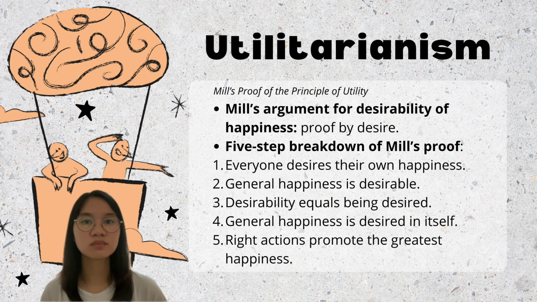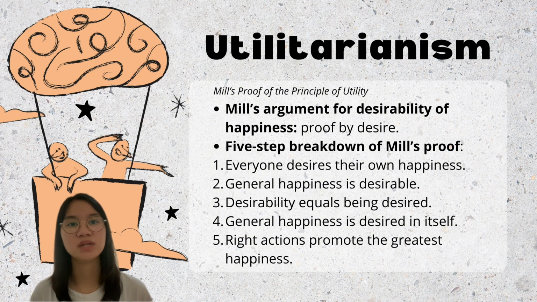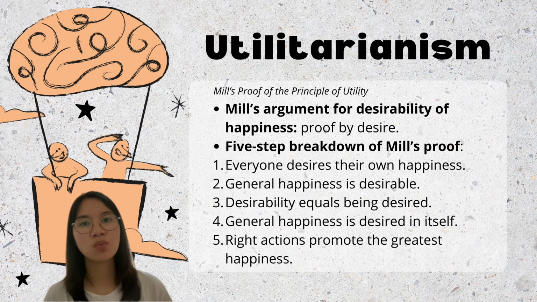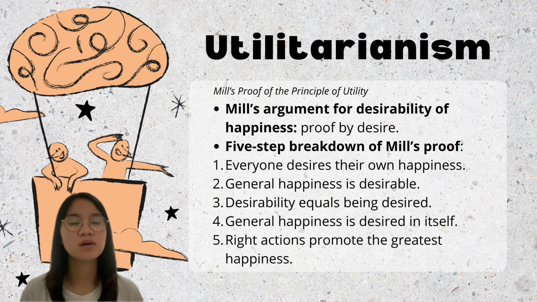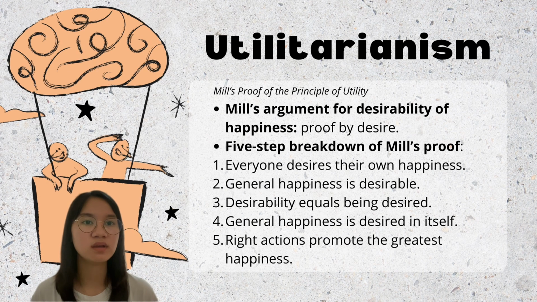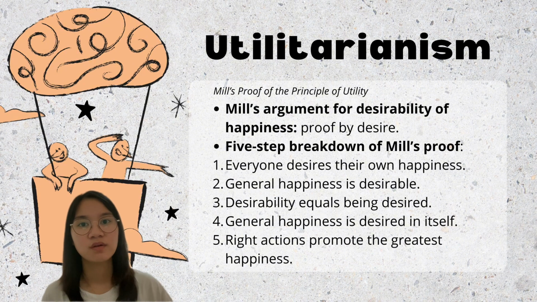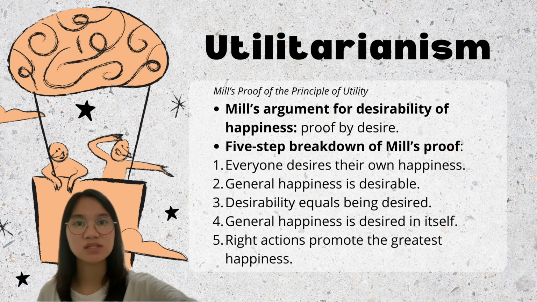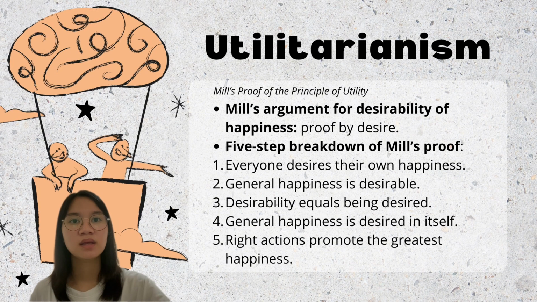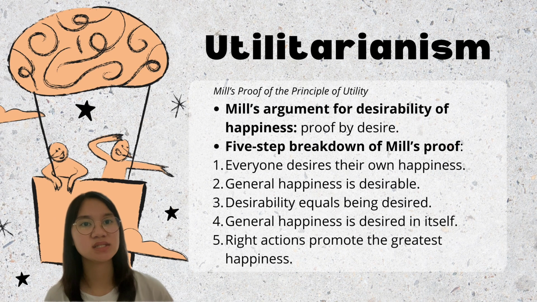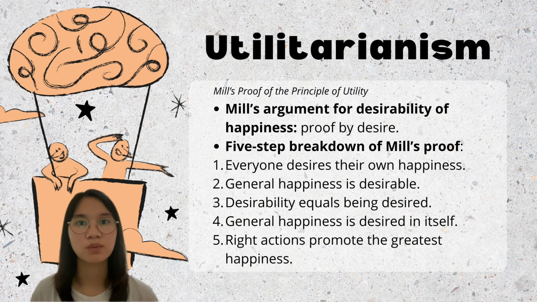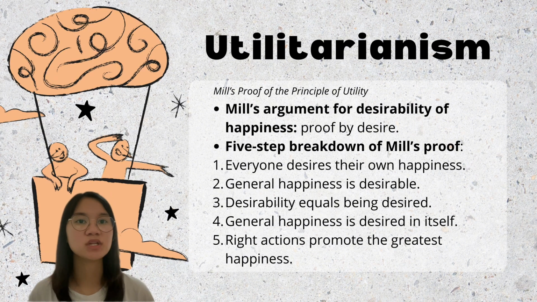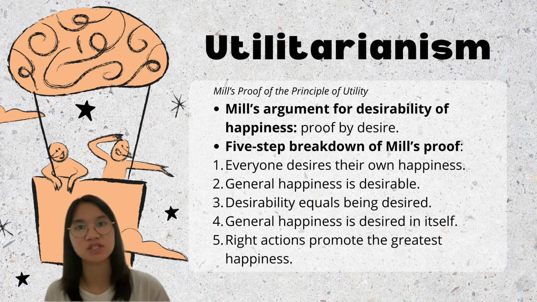Fourth one, therefore, general happiness is the only thing desirable in itself. As happiness is what people universally seek, it becomes the ultimate goal, the only thing intrinsically valuable. And the last one is, thus, the rightness of action is determined by their ability to promote the greatest happiness. Finally, Mill concludes that if happiness is the highest good, then the moral worth of an action depends on how much it contributes to the overall happiness of society.